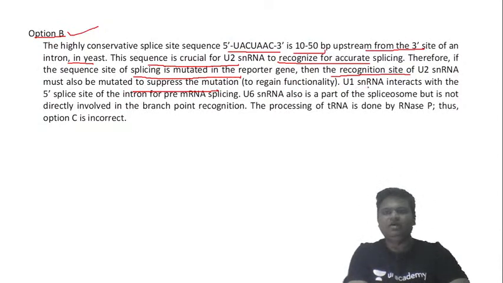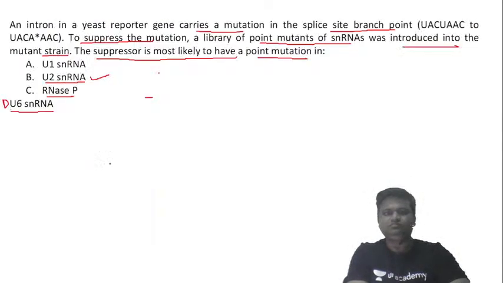The U1 snRNA interacts with the 5 prime splice site of the intron for pre-mRNA splicing. U6 snRNA also is a part of the spliceosome, but it is not directly involved in the branch point recognition. The processing of tRNA is done by RNA polymerase. Thus, option C is incorrect. So option B is the correct option.